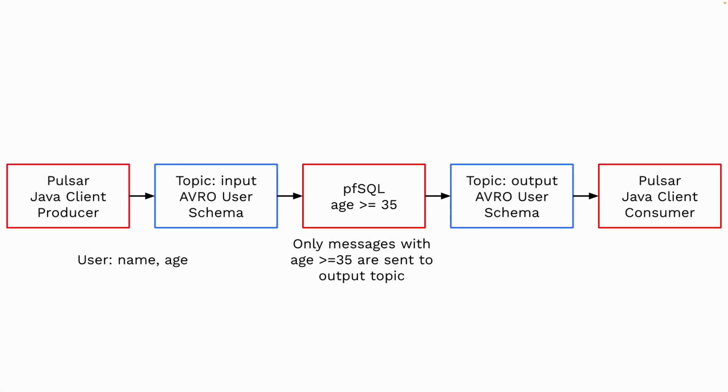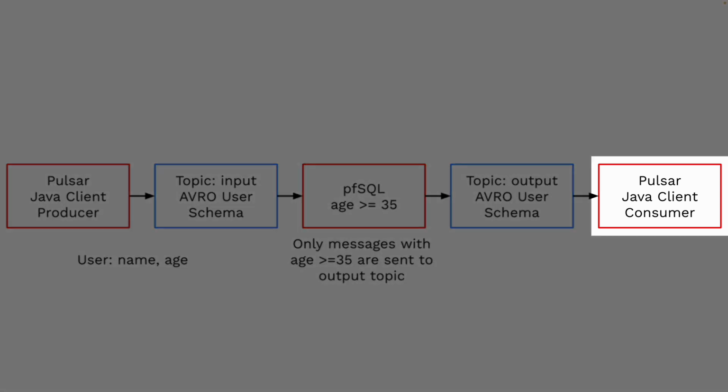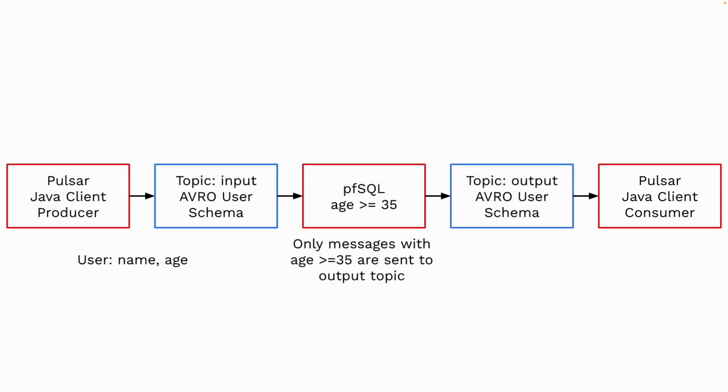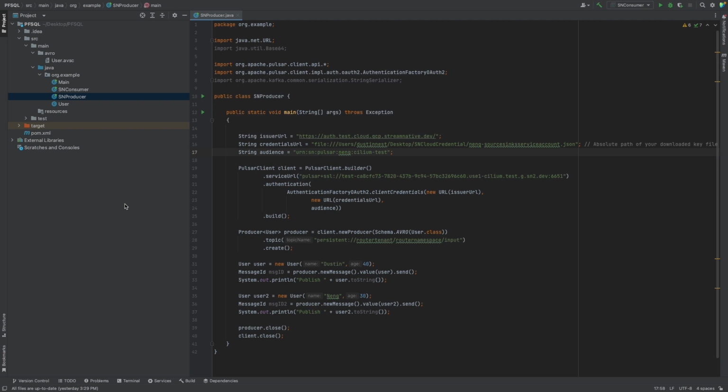For anyone with an age greater than 35, the message will be passed through to the output topic. We'll then see in the Pulsar Java Client consumer that only those messages were passed through. Let me start with my Java producer.